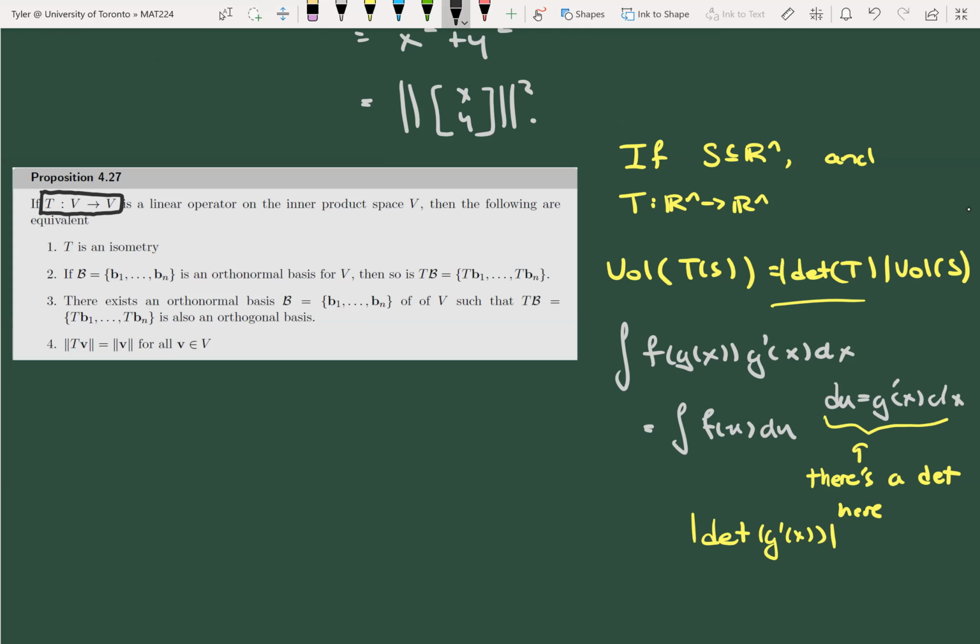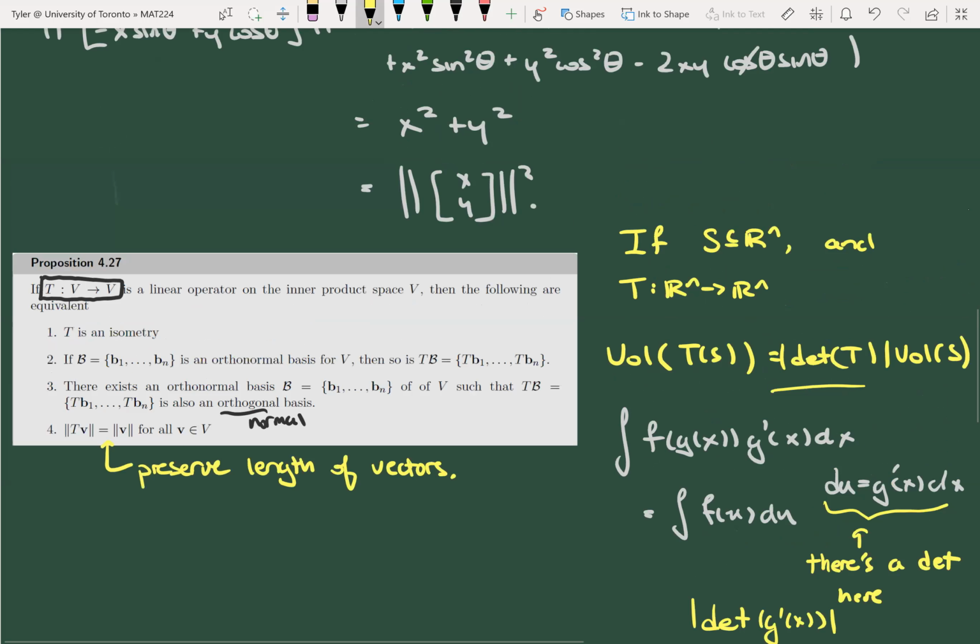1, you're an isometry. 2, you map orthonormal bases to orthonormal bases. I think this should say orthonormal, I'm sorry that I made a little typo there. And 2 and 3 are basically the same thing, so I don't want you to worry too much about their distinction. You're an isometry if and only if you map orthonormal bases to orthonormal bases, if and only if you preserve the length of vectors, right? And that's what number 4 here is saying. Number 4 says you preserve the length of vectors, okay?